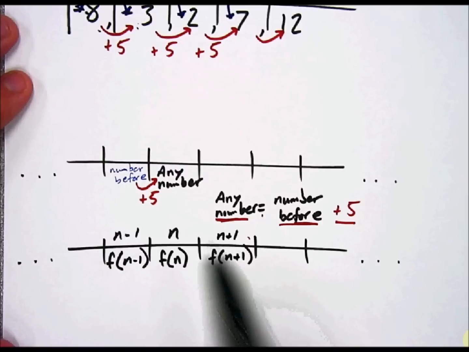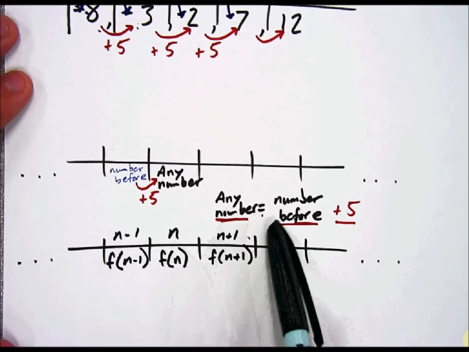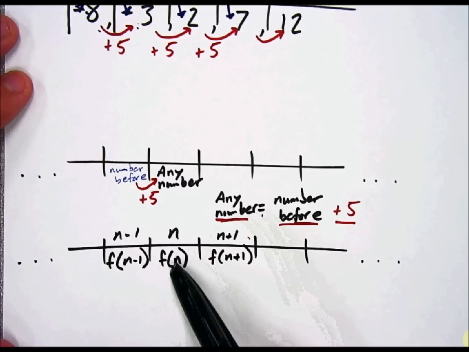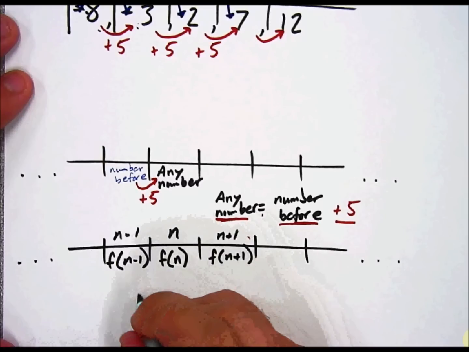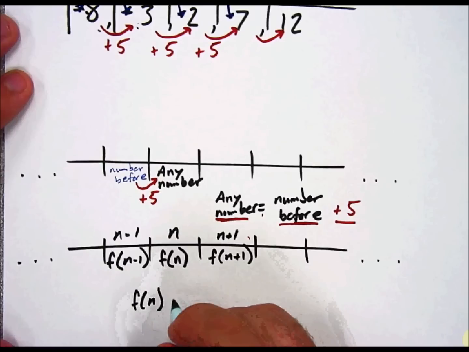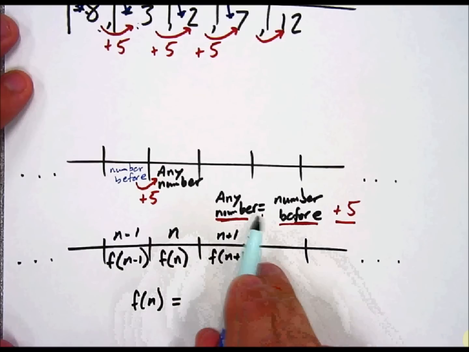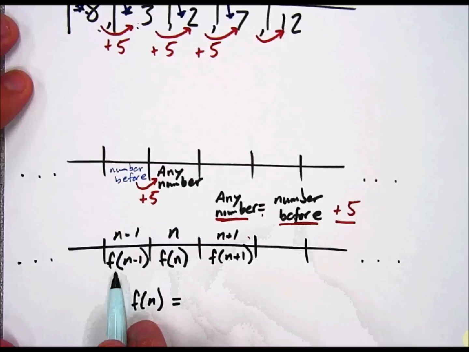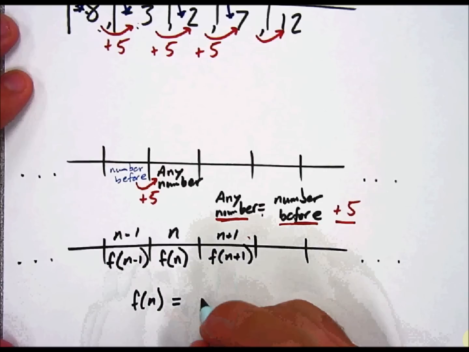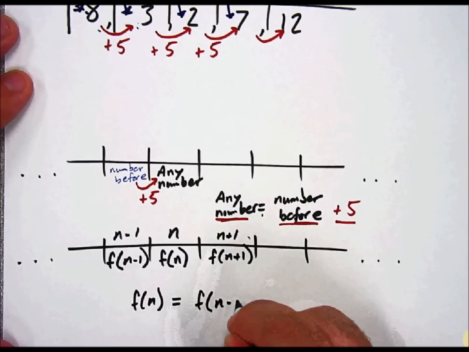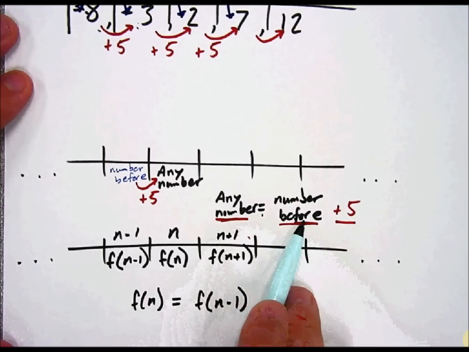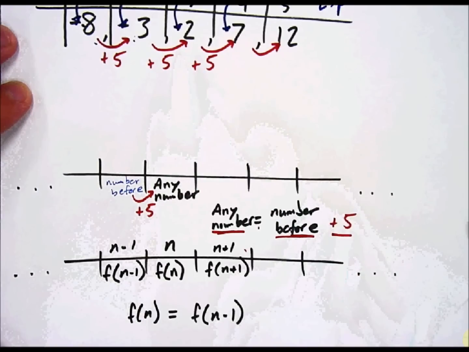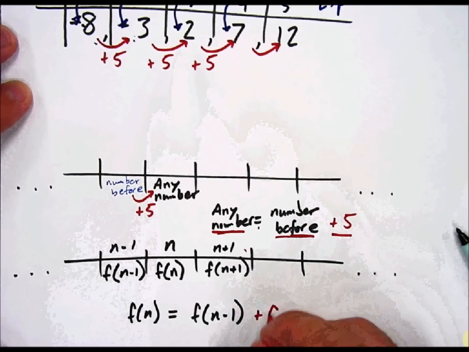Okay, so let's write this same rule we just did, but using our function notation. Any number, in this case I'll call that f of n, is going to be equal to the number that came before, which in this case we will call f of n minus 1. And on the sequence I started with, as an example, I'm adding 5. So I'm going to say plus 5.